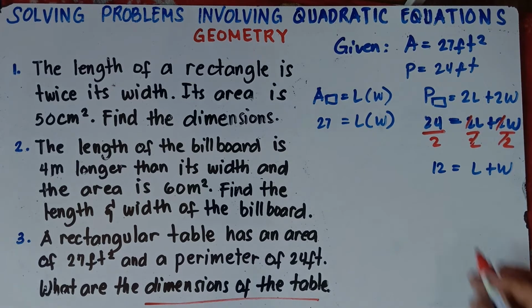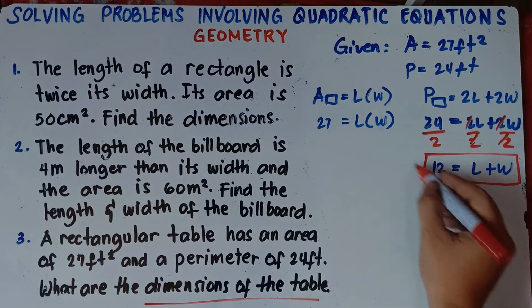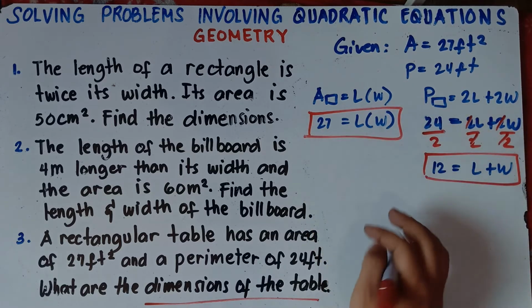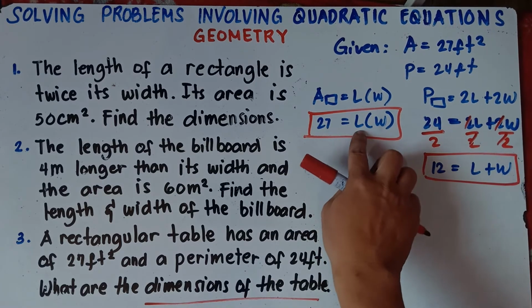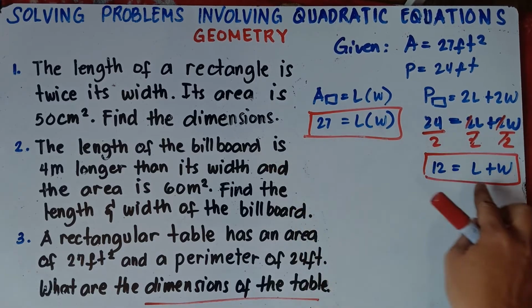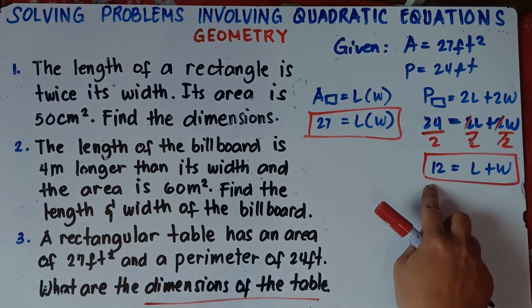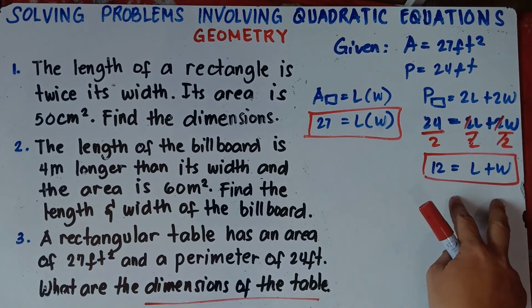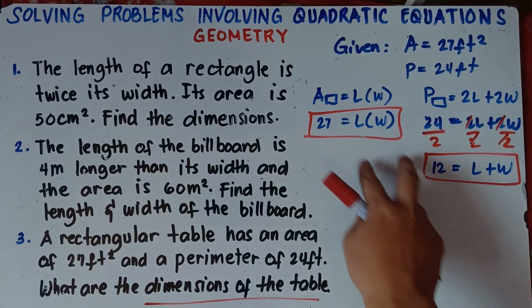Now check this one, class. If you have this kind of equation, check this one. This is the product. So length times the width, this is the answer. And length plus the width, this is the answer. We have product and sum. Do you still remember, class? Product and sum of quadratic equation.